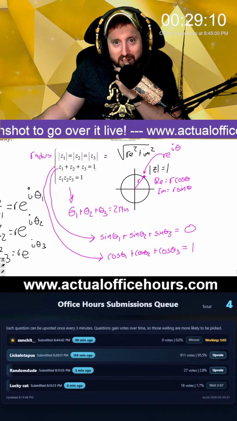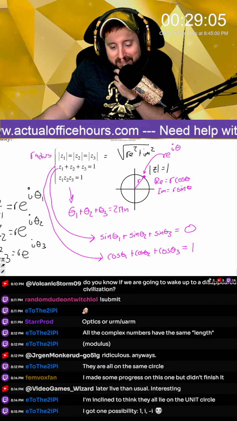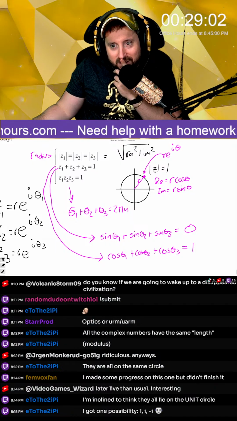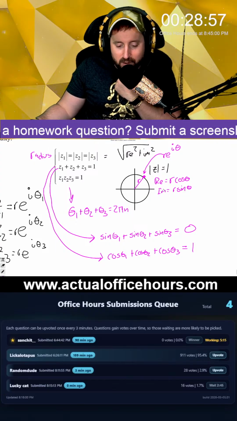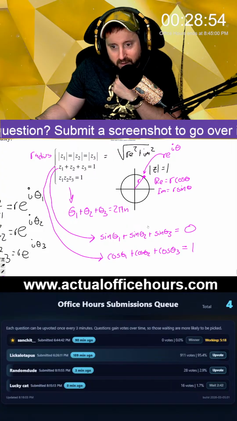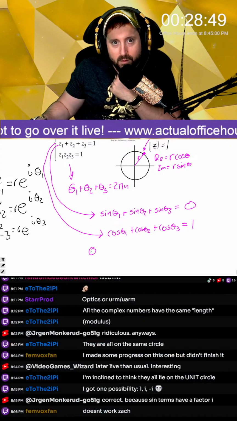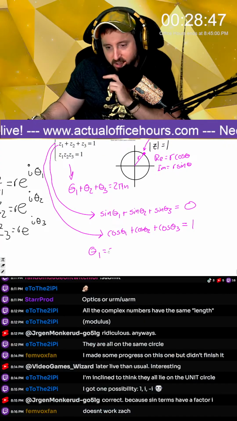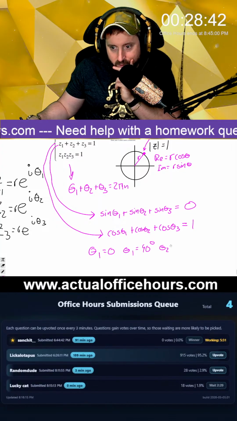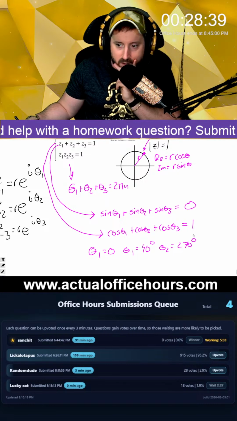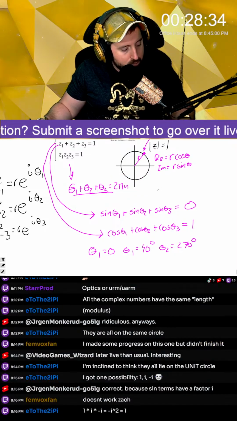Zach says I got 1 possibility. 1, i and negative i. I see. Let me see how you're doing that. So you're saying that theta 1 is equal to 0, theta 2 equals 90 degrees, and theta 3 equals 270. Let's see if that makes sense. So do the angles add up to 2 pi n? They do. Yeah, that checks out.